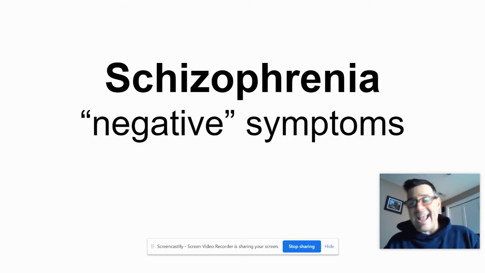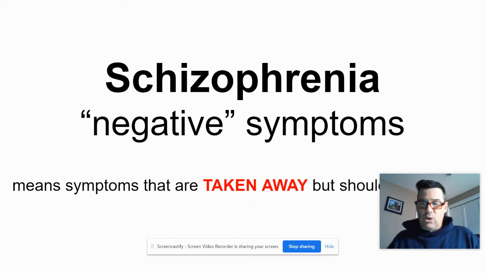All right. And then you have negative symptoms. Now, positive means they're added. Negative means these are things that you should have, but because you have schizophrenia, they get taken away. So the symptoms are taken away, but should exist. Like you should have this, but now you don't.